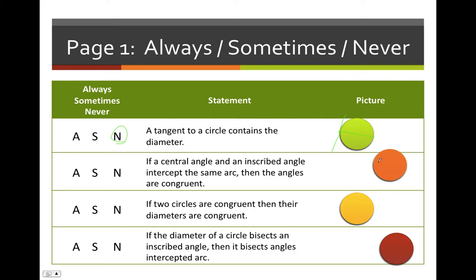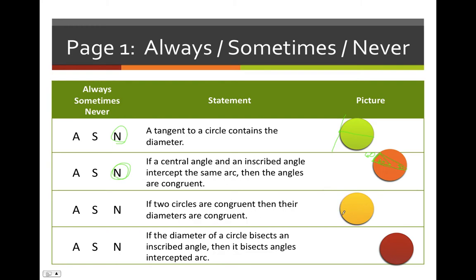If a central angle and an inscribed angle intercept the same arc, so here's my arc, and here's my central angle. Central angles have the vertex at the center of the circle, and an inscribed angle intercepts that same arc. So here will be my inscribed angle, a little bit crooked. Then the angles are congruent. The angles will never be congruent because let's say that this is a 60-degree arc, then this central angle is 60, but the inscribed angle is 1/2 that, so it's 30.